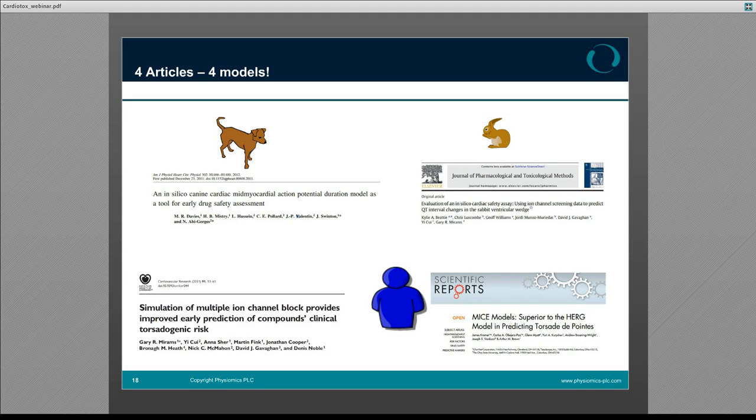So the four models we're going to be looking at start with a model that was described to predict the effects in a dog action potential assay. We'll look at a model that's been developed to predict the effects in a rabbit QT assay. We'll also look at a model that's been developed to categorize torsade de pointes with two different categorical systems.